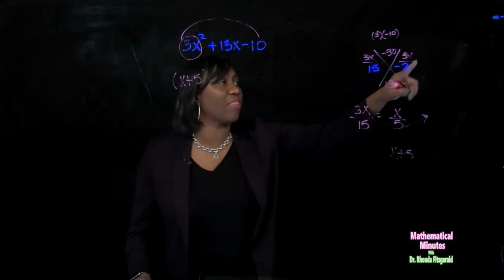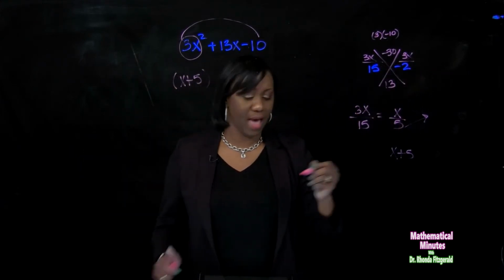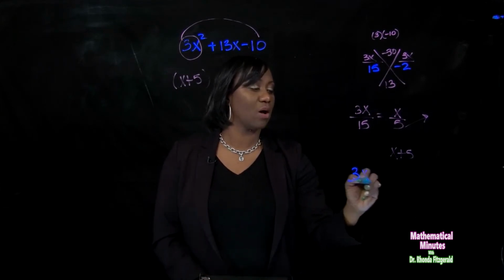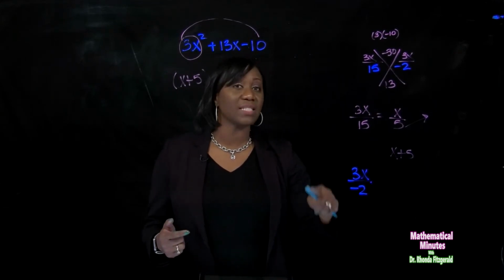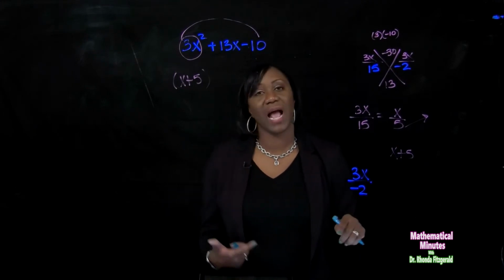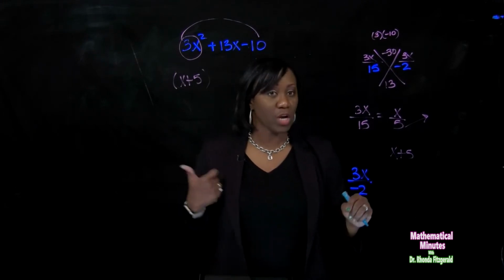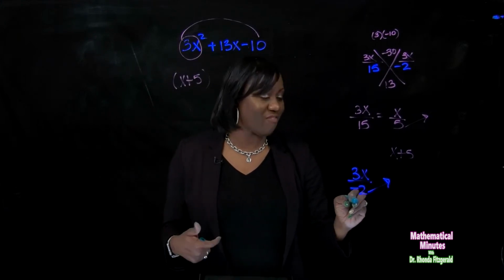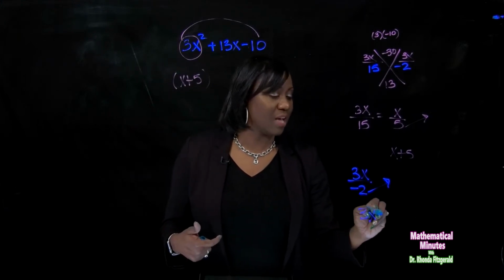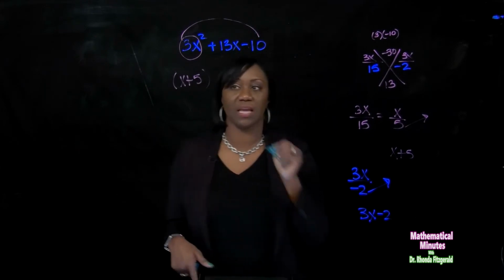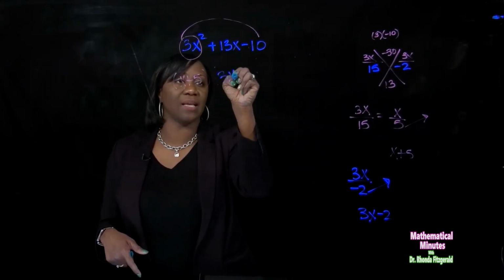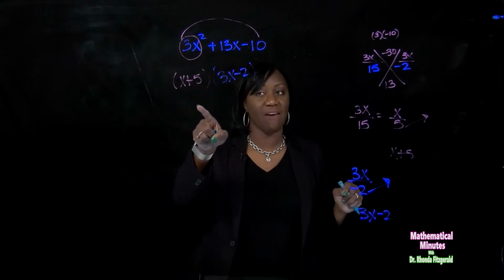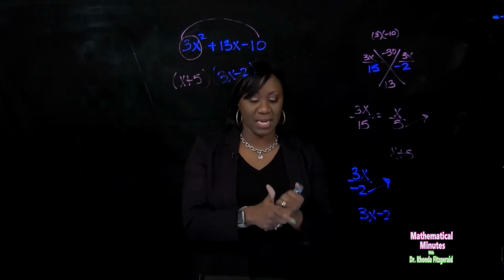Now let's look at my other one here. Here we had 3x over a negative 2. Notice that this one is already simplified. I cannot simplify this fraction any further, so we're done pretty much. I'm just going to slide it over. And this implies that my factor becomes 3x minus 2, because that 2 is negative. So this factors as x plus 5 and 3x minus 2.